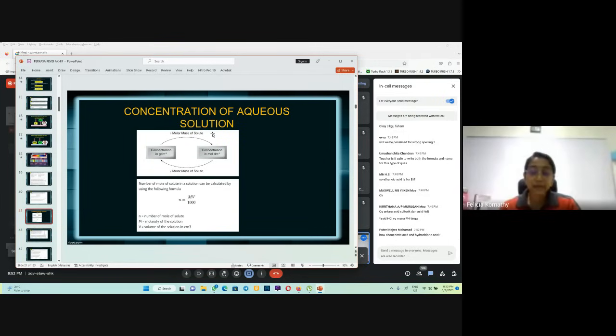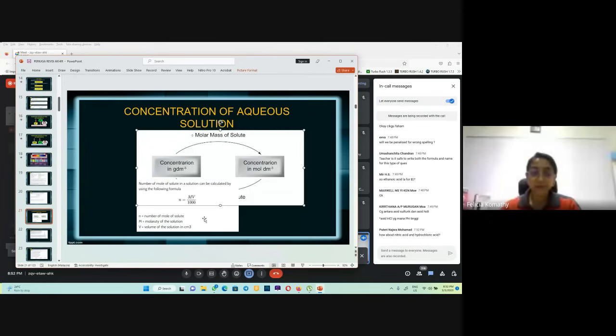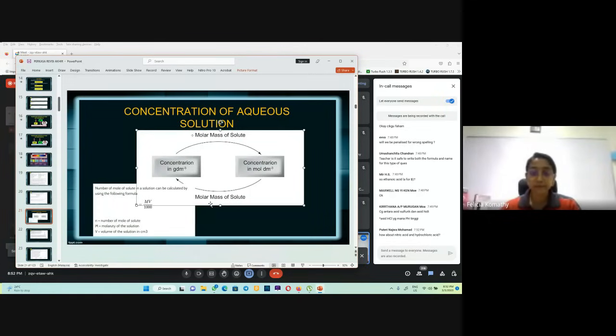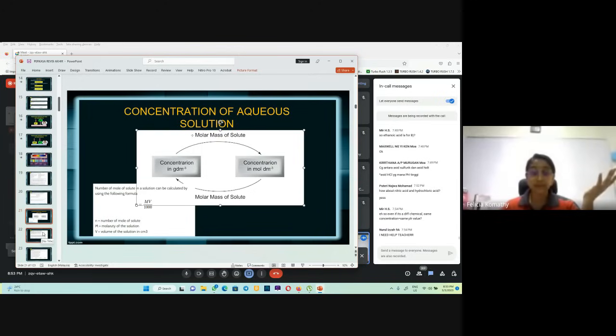Okay, now we go to the concentration of aqueous solution, from grams per dm3 to moles per dm3. I want to know, is anyone having problems with this calculation or not? Do you need help? If anyone needs help, if you don't know when to divide and when to multiply, kindly raise your hand. If you don't have a problem, I will skip and move on to the next.